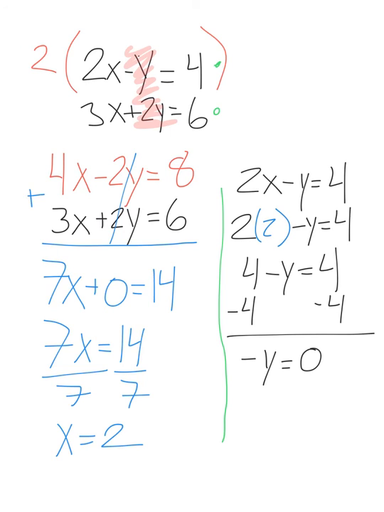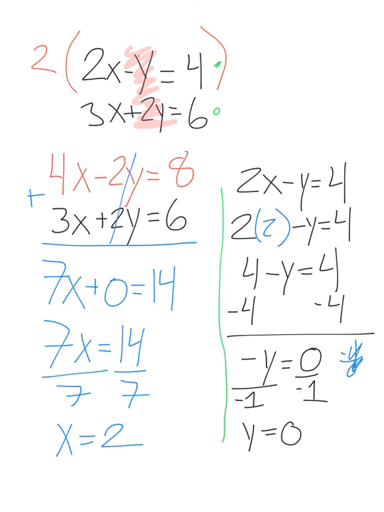Now I have one last step to do. I need y to be positive. So I'm going to divide each side of my equation by negative 1. Negative y divided by negative 1 gives me a positive y. 0 divided by negative 1 is 0. And don't get confused. If it was something like negative 1 divided by 0, that's undefined. But we're allowed to do 0 divided by a number. Okay, so that gives us 0.